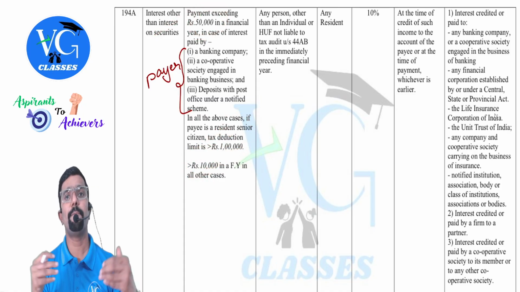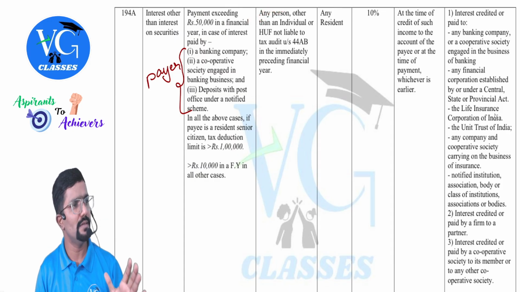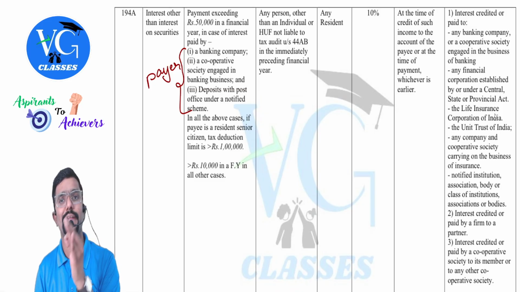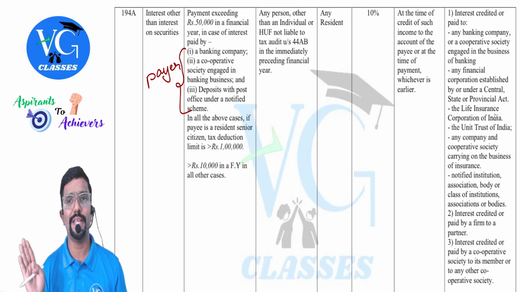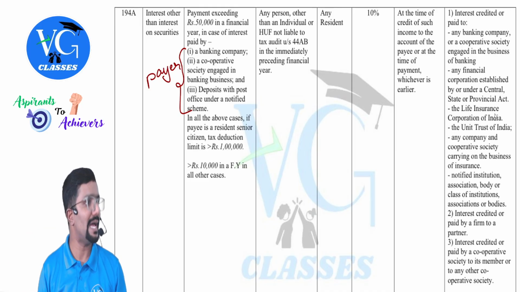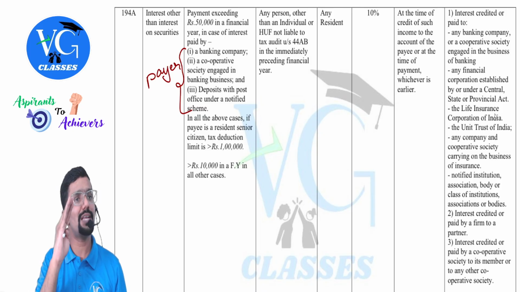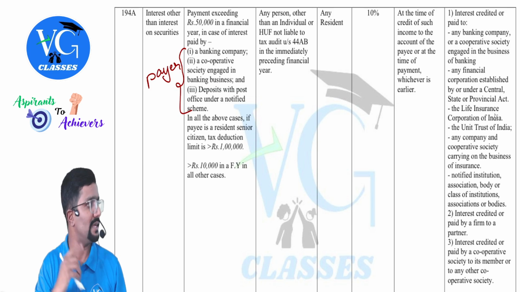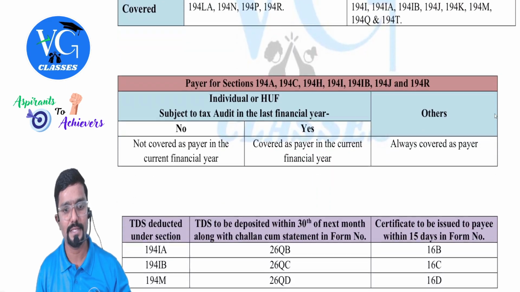Okay. Who is the payer, sir? Payer as per this section can be any person, but other than an individual or HUF for whom tax audit was not applicable last year. It will not include an individual or HUF who was not subject to tax audit last year. That means if an individual or HUF was subject to tax audit last year, are they included in this payer? Yes. If you remember, I had covered this in this table, guys.